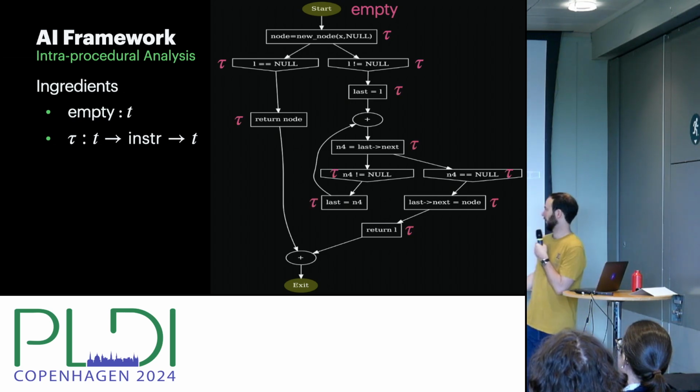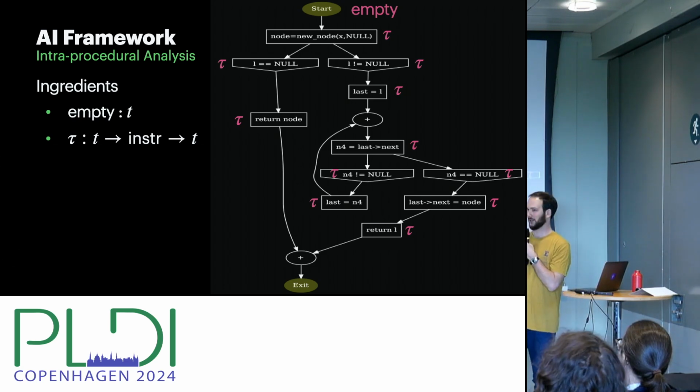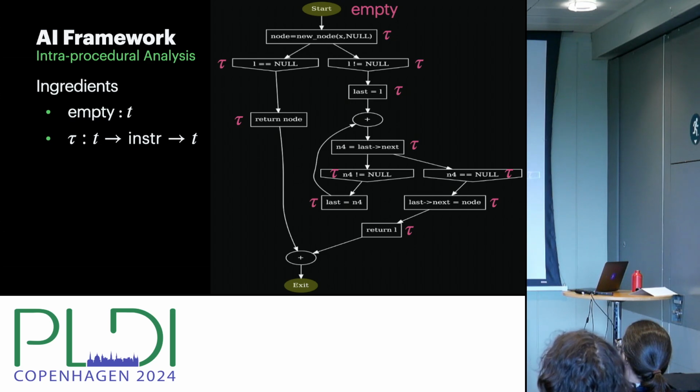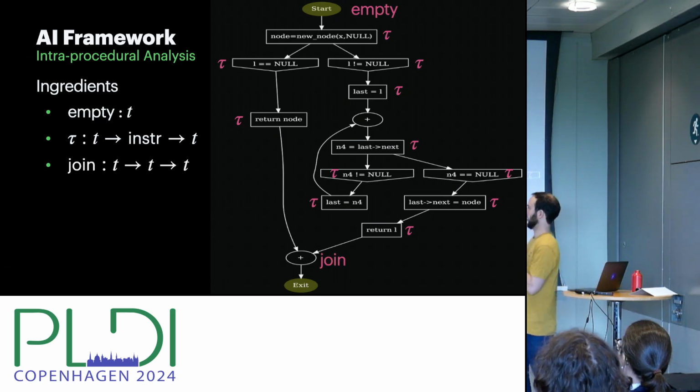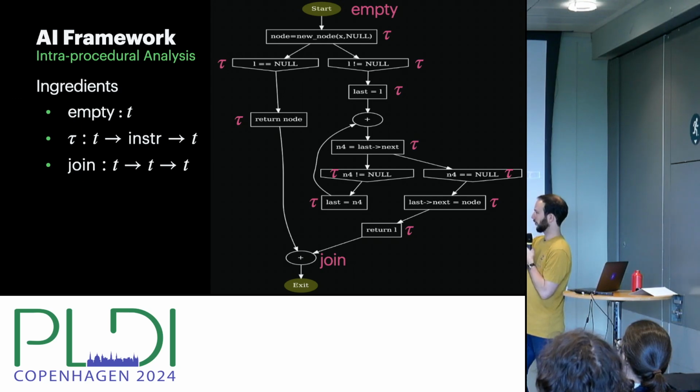And then at join points, we need to do something else because now we have an abstract state coming from each edge. That's where we call a join function you provided for your domain, borrowing from abstract interpretation lingo.